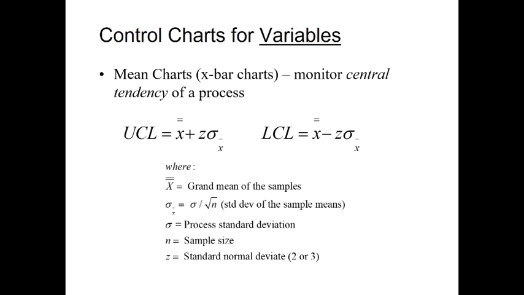So, control charts for variables are called mean charts. There's two kinds: mean charts and range charts. First, we're going to focus on mean charts. We also call them X bar charts. If you remember from your statistics course, X bar is what we term the mean of the sample. So that's why we call these X bar charts. They monitor the central tendency of the process.